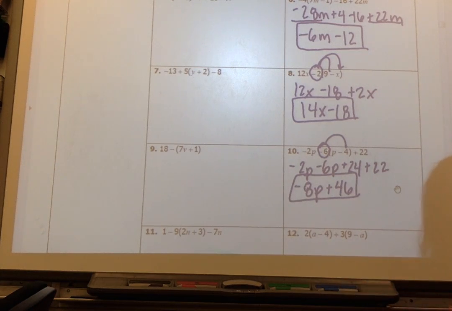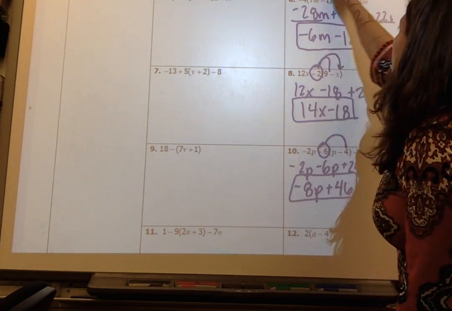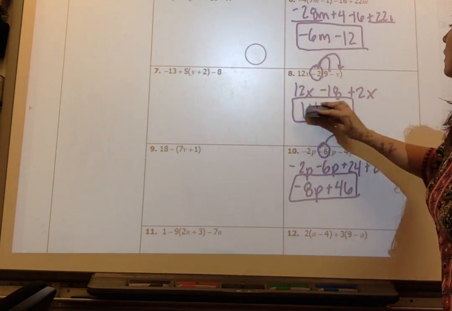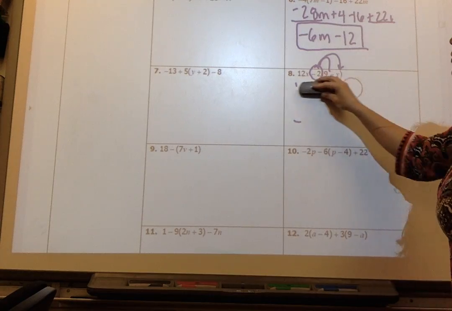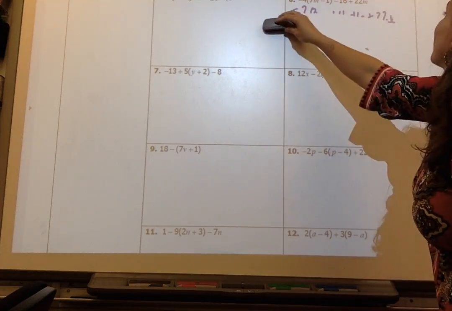Let me erase that real quick, and we'll finish out numbers 12 and 14. Of course, my eraser is not going to work. So you can just watch me erase.